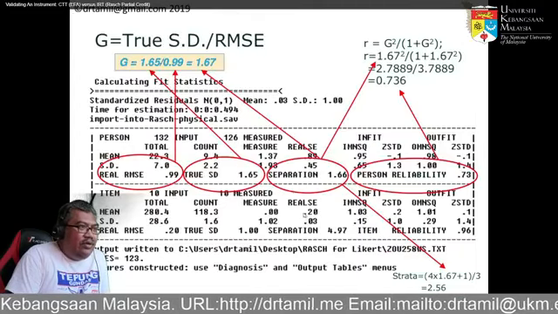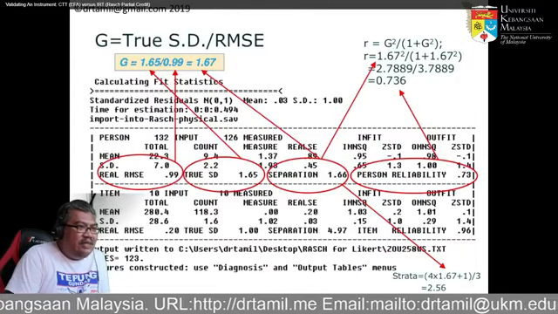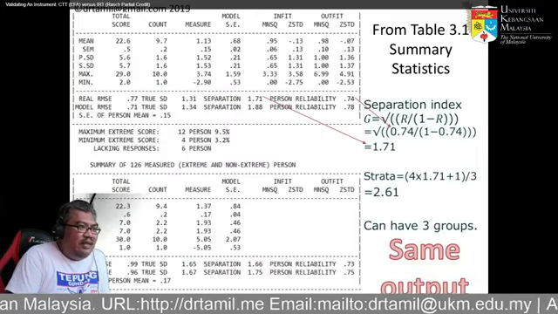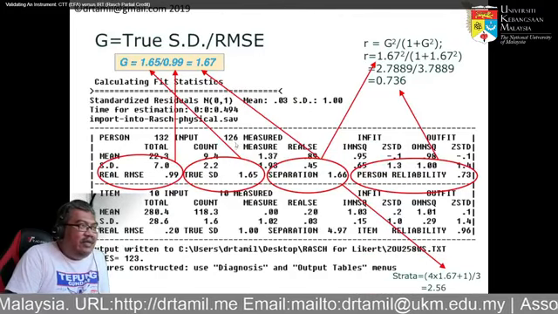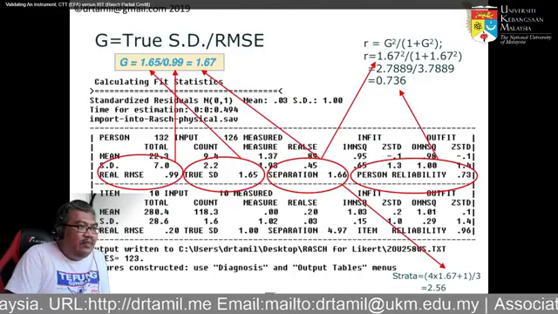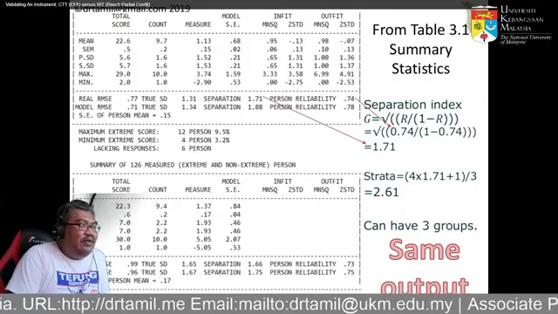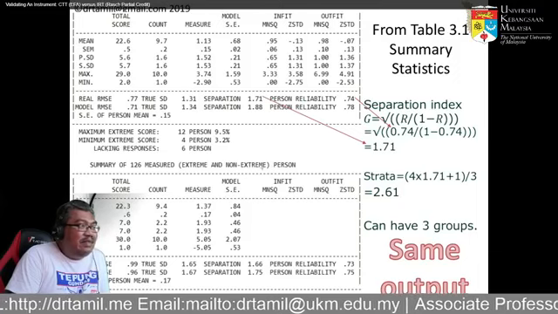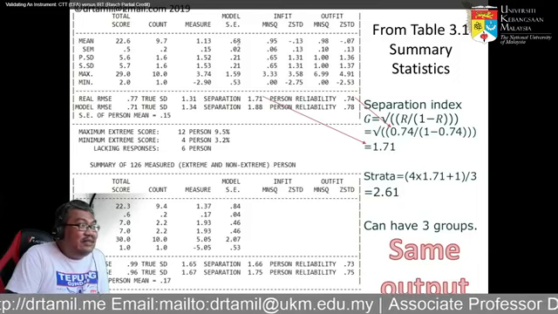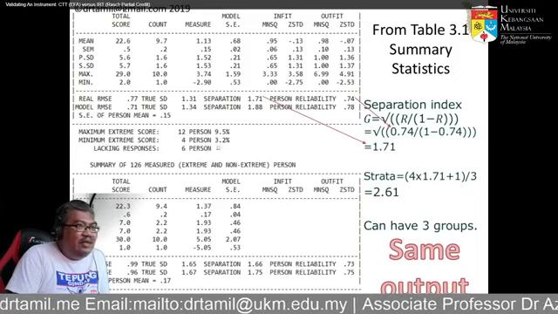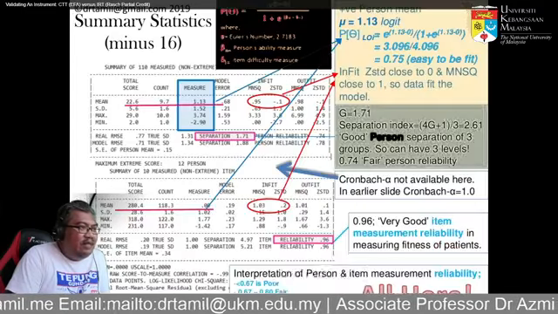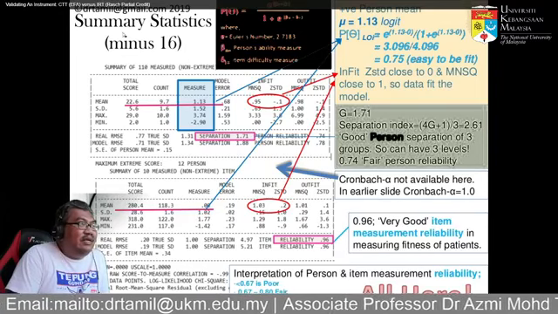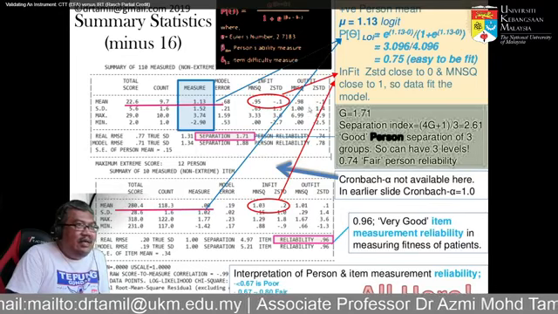Okay, so this one 1.66. This one 1.71. Okay, similar. The only difference is this one you are getting everyone here. This one they just take the ones who are not extreme, because you got extreme and non-extreme measure percent. So this one 126, I think this one is much less, because they remove the extreme ones.